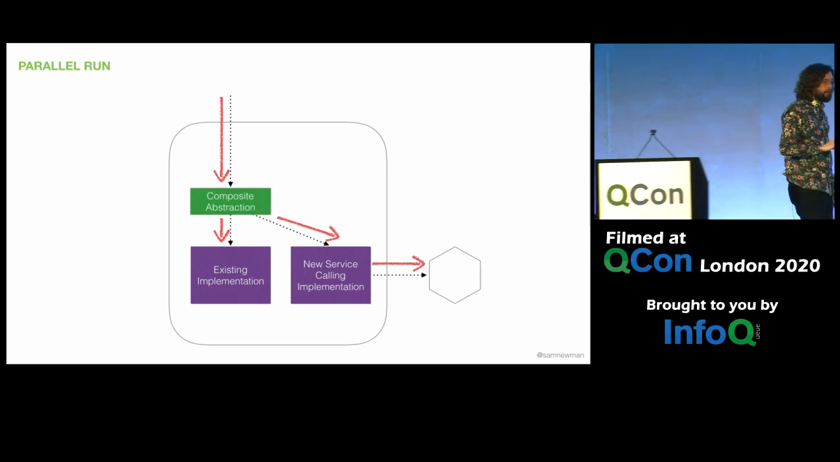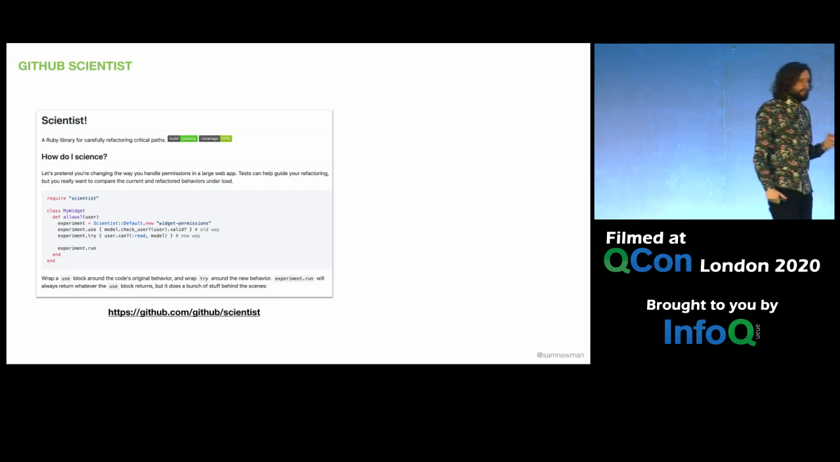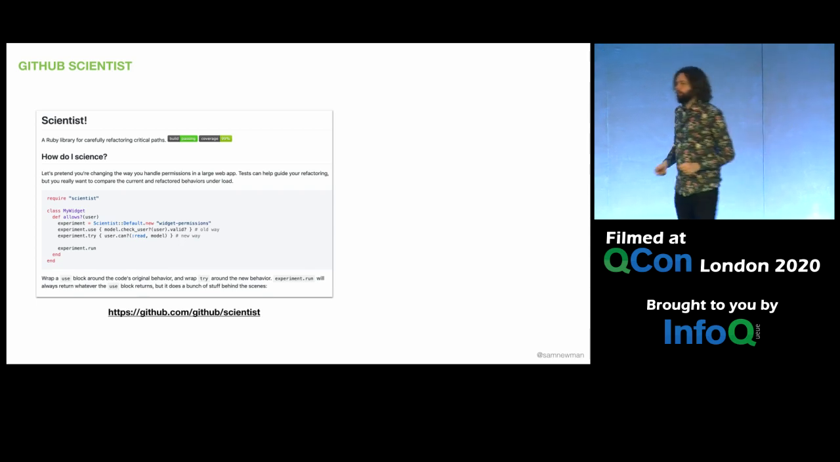GitHub do this a lot. They actually have created a library called GitHub Scientist. And this is a little Ruby library for wrapping different abstractions and scoring them. And they sort of use this wherever they're refactoring critical code paths in their application. And so they actually give you a way of doing this live comparison stuff.